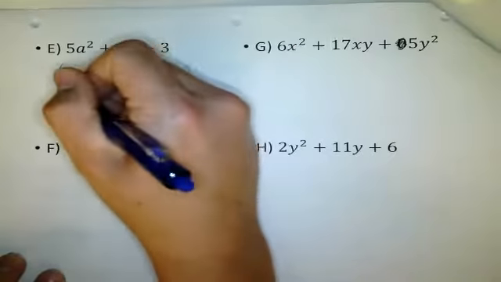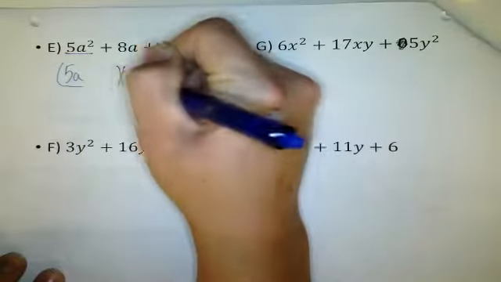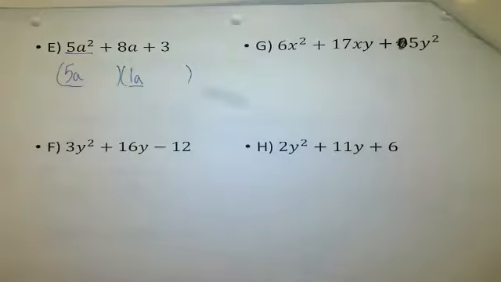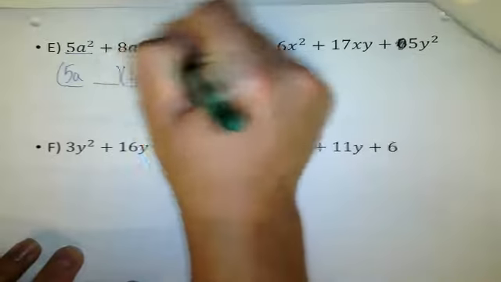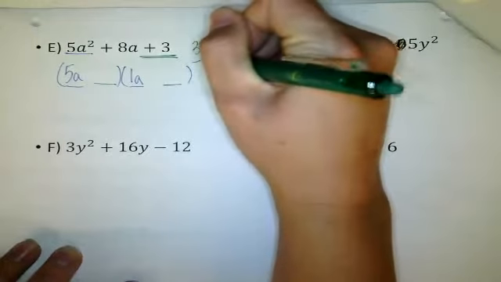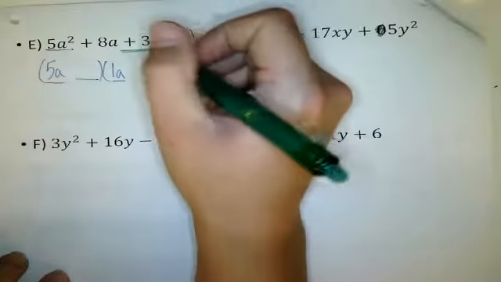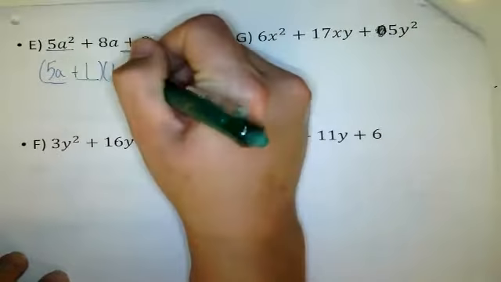So what times what is 5a squared? 5a times 1a, right? And there's no other options on that one, right? 5 is prime, so that's the only choice. And then what times what is positive 3? 3 times 1 or negative 3 times negative 1, right? And again, those are the only options because 3 is prime. All right. So what if I put my positive 1 and my positive 3 here?